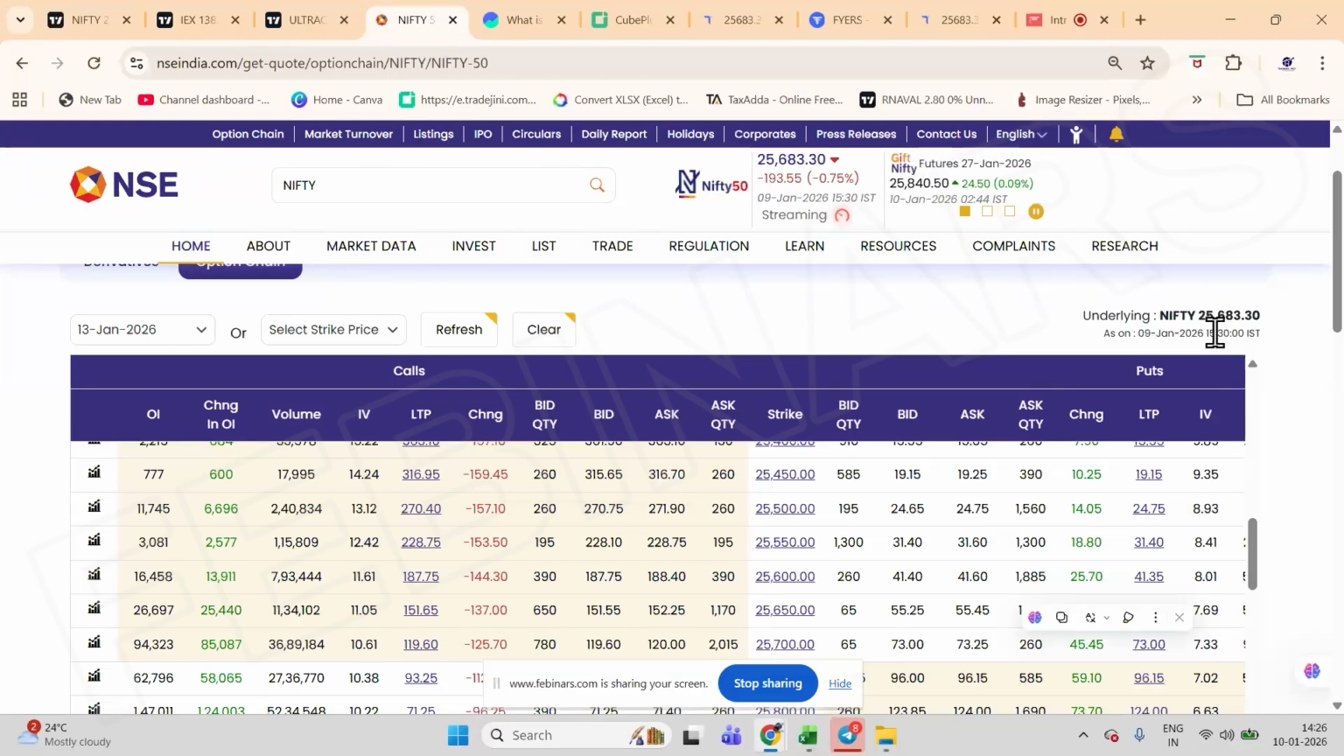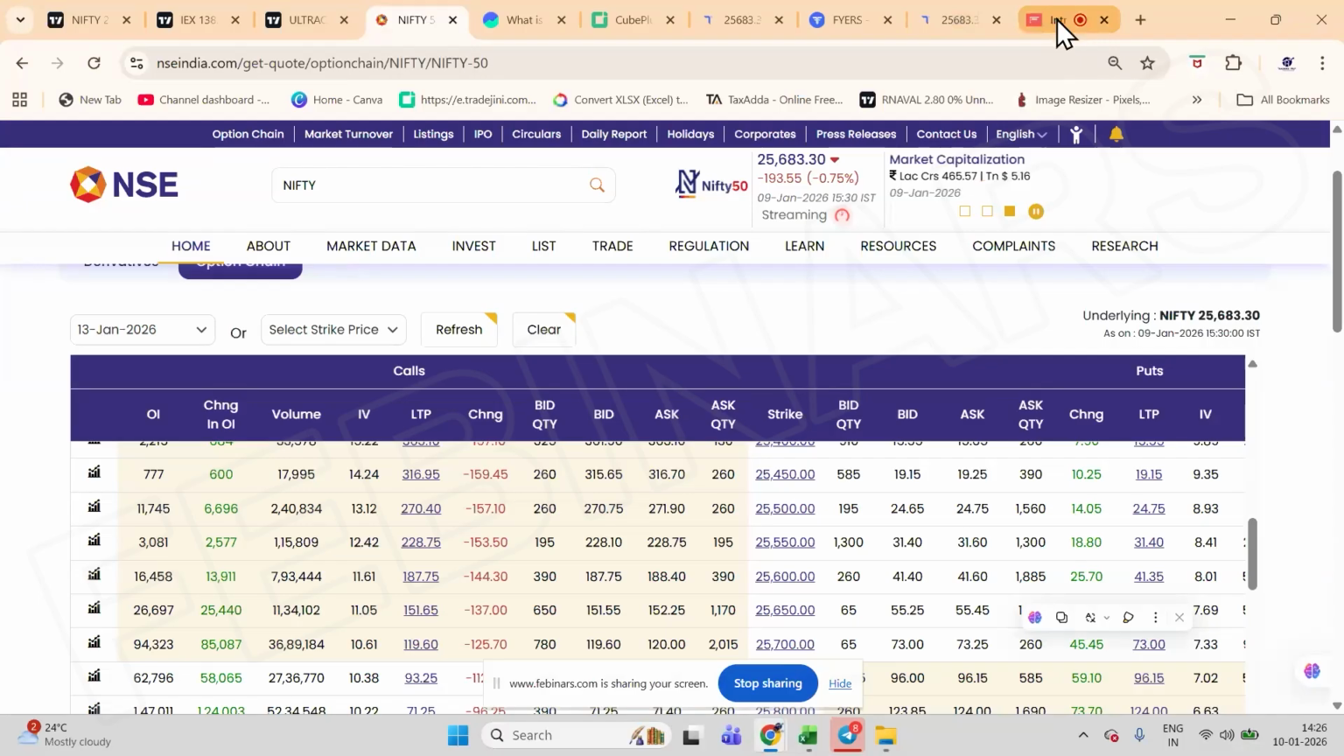For the put option side, currently we are trading at 25,680. So 25,700 becomes the at the money. 25,750 put becomes in the money. 25,800 put becomes in the money. 25,850 becomes in the money. 25,650 and below becomes out of the money.